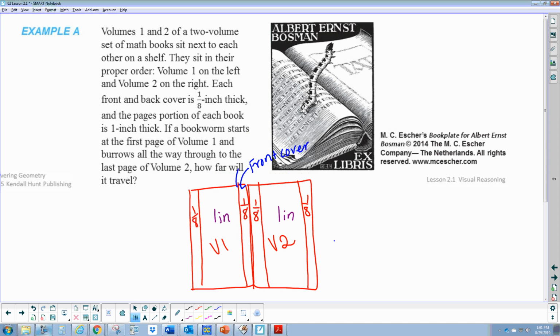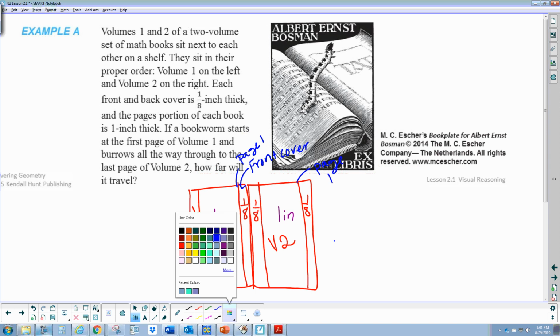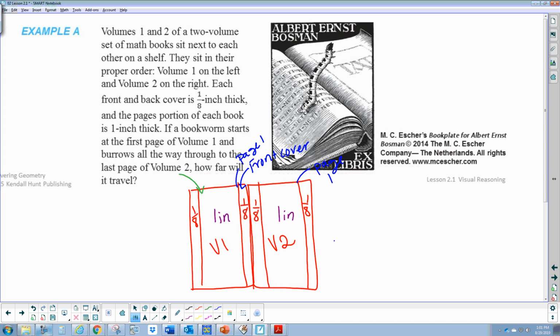That means right here is page 1. Okay, same for my second book. This is page 1. So then that means that this is actually the last page. And therefore, this is actually the last page of my book.